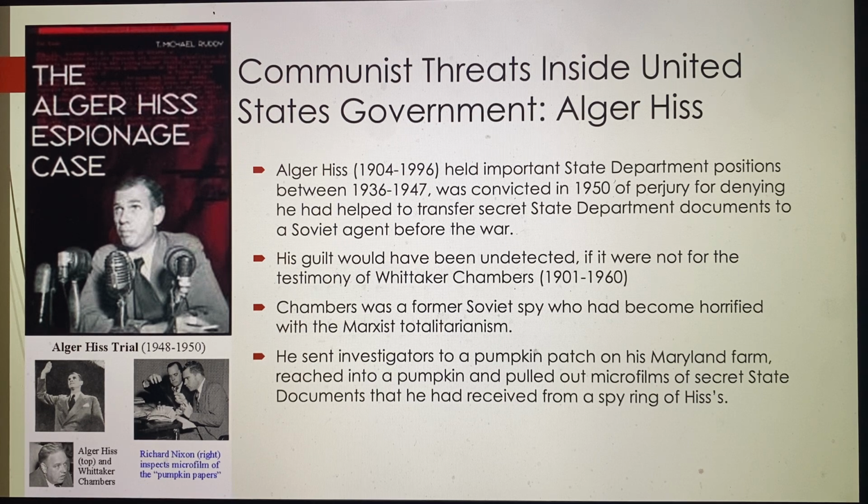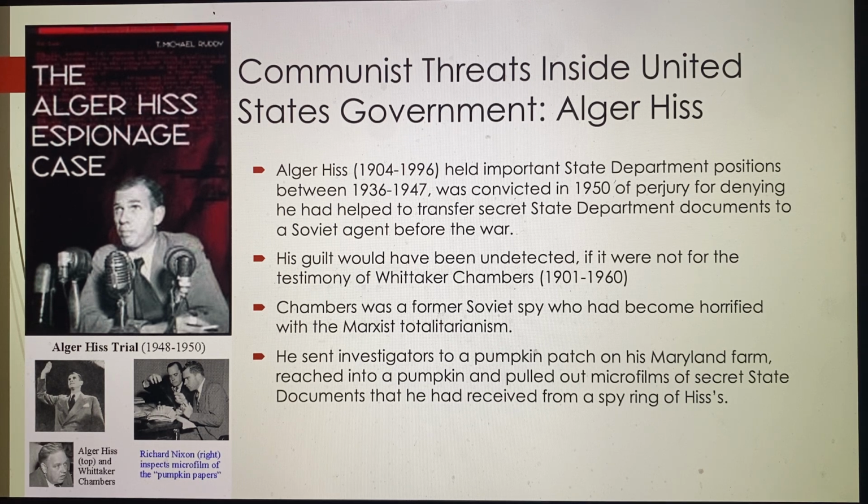Whittaker Chambers, anyway, they sent investigators. Chambers said that he had a pumpkin patch in Maryland on his farm, and he went to this pumpkin patch and reached into a pumpkin and pulled out secret microfilms of secret State documents that he had received from a spy ring of Alger Hiss. So he said, here it is. This is what they gave me. They gave me these secret documents to give to communist Russia.